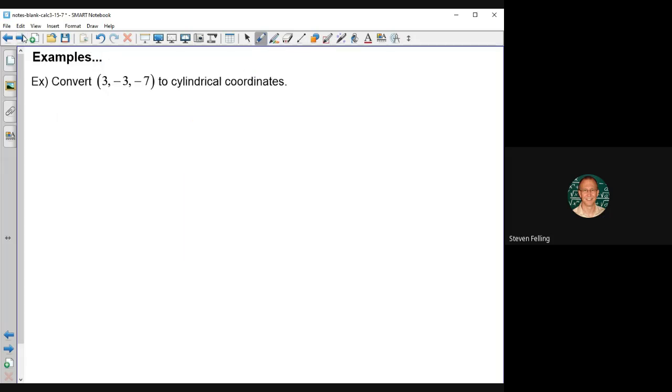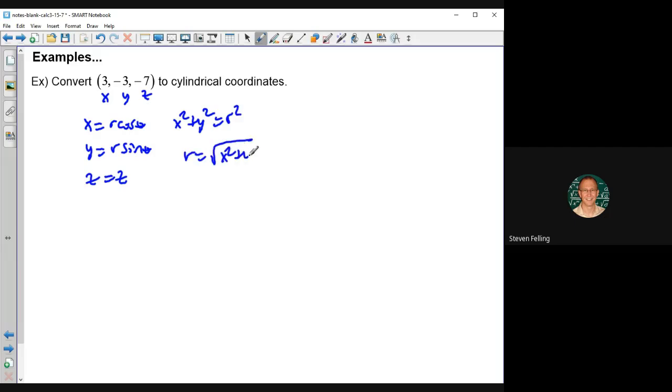Oh, here's another conversion problem. Let's do this one first. Convert this, not graphing, convert this to cylindrical. So they're implying that this is rectangular. So I know that the conversions are x is r cosine theta, y is r sine theta, and z is z. The other thing is that x squared plus y squared equals r squared. So r is the square root of x squared plus y squared.